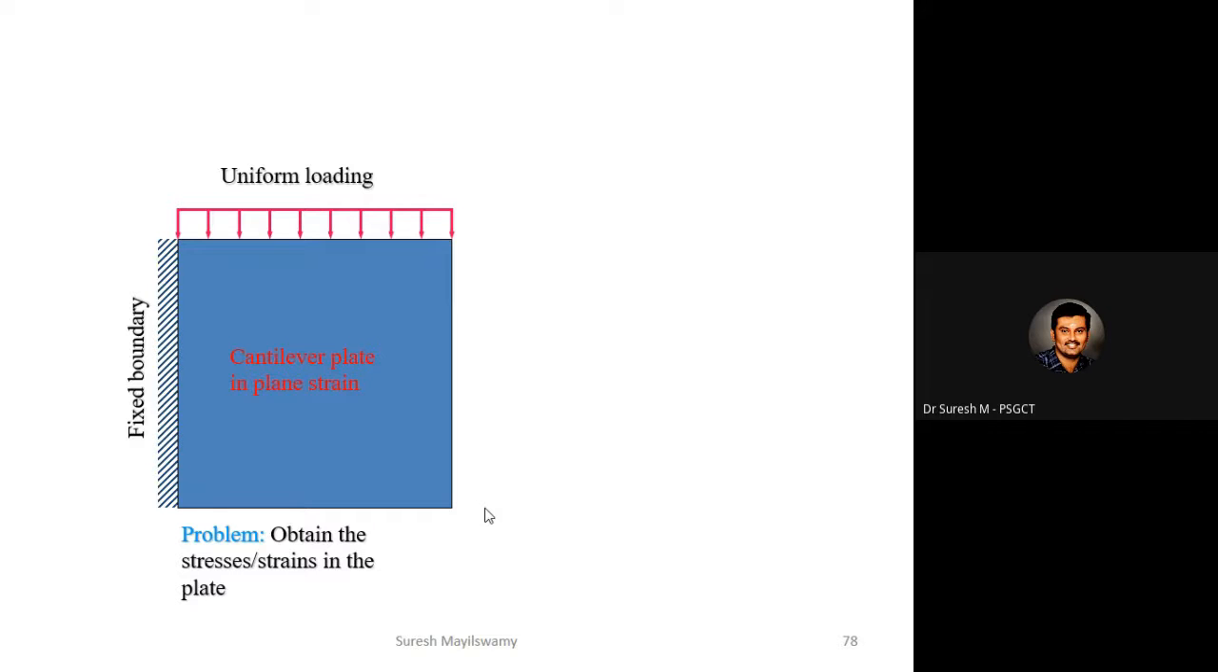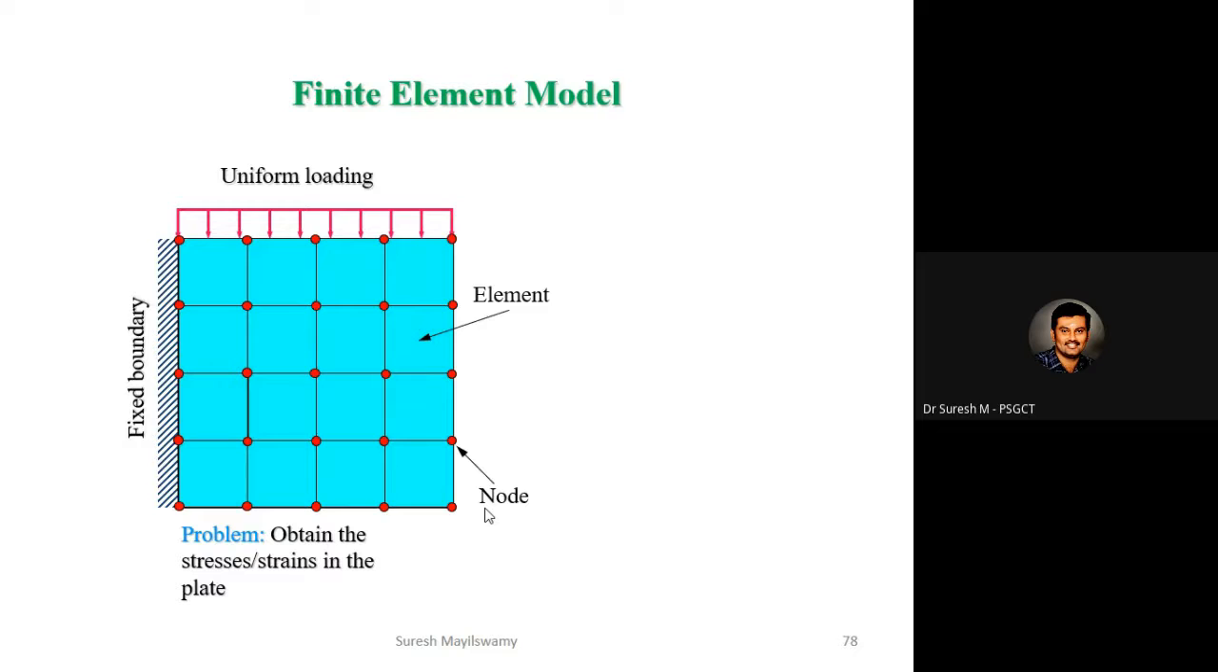So first we have to take a product, what we are going to analyze, and then we have to apply the load conditions based on the product, where the load is applied in real time. In the same way, we have to apply the load in the software itself, as well as which part is fixed, so that we can place the boundary conditions here. So obtaining the stress or strain in the plate is our objective, and then we can divide this entire part into elements by developing the nodes. So nodes are developed so that elements are formed.